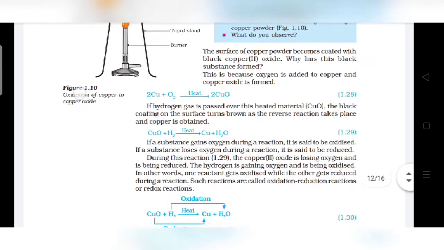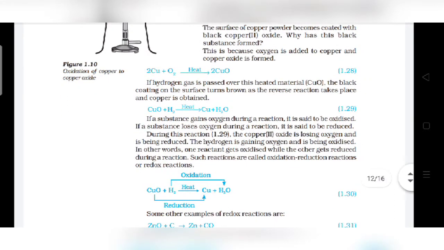It's clear? It's simple. If a substance gains oxygen during a reaction, underline this, it is said to be oxidized. And if a substance loses oxygen during a reaction, it is said to be reduced. In equation 1.29, the copper oxide is losing oxygen and is being reduced. Yes. The hydrogen is gaining oxygen and it is being oxidized.